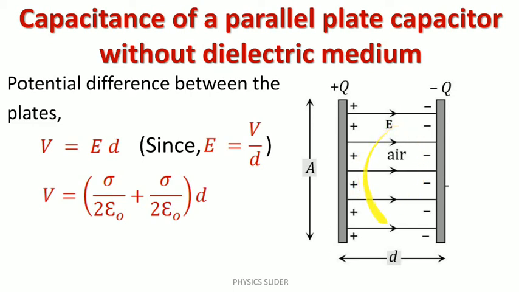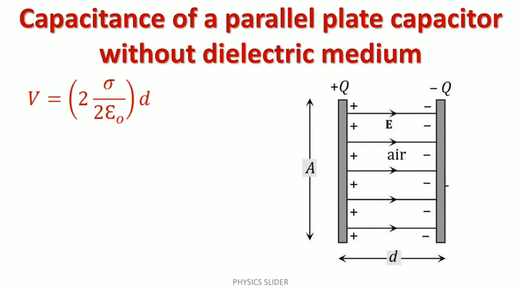So sigma upon 2 epsilon naught plus sigma upon 2 epsilon naught will be the net electric field between these two plates, and D is the separation as it is. This sigma upon 2 epsilon naught and this sigma upon 2 epsilon naught sum up to give 2 times sigma upon 2 epsilon naught. This 2 will be cancelled out by that 2, and we will get V is equal to sigma upon epsilon naught into D. We have this value of V.